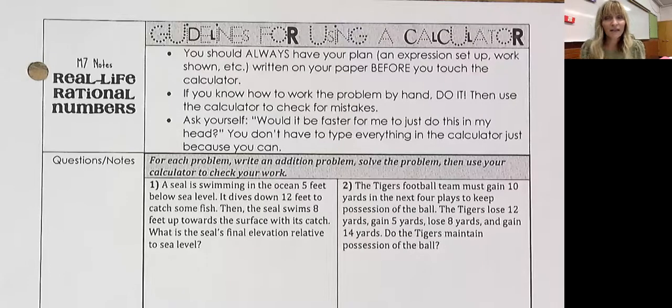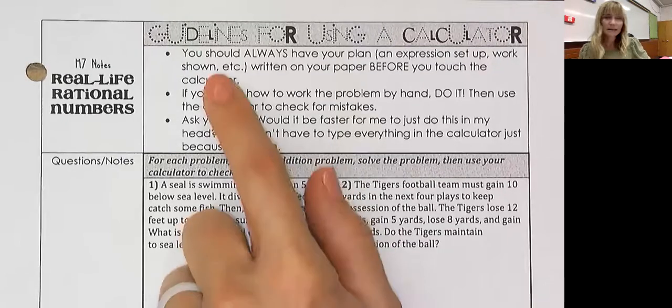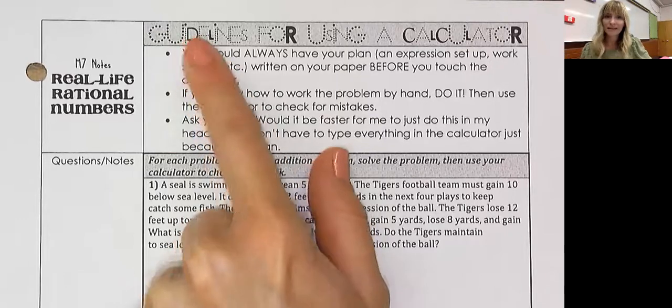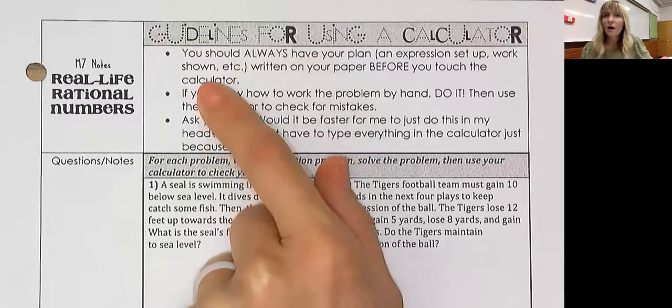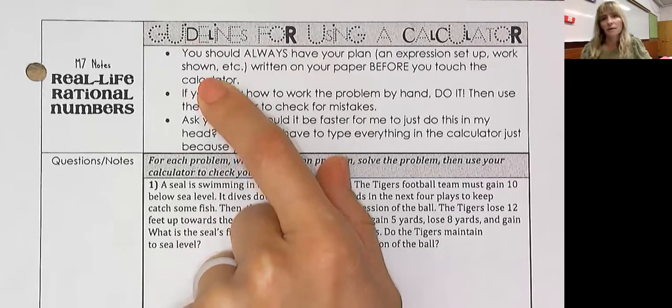So I've talked in lots of videos about how when it comes to mathematics, if you're doing it on the computer and doing digital assignments, we've got it set up to where you're showing all of your work and writing things down. Because if you write first, you get more correct answers. Your brain has time to process things. So the first bullet point up here says guidelines for using a calculator. You should always have a plan written on your paper before you touch a calculator.